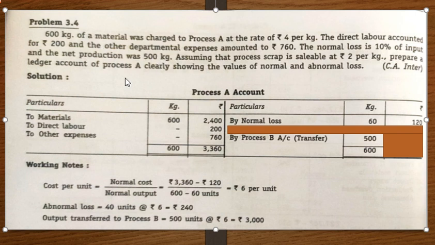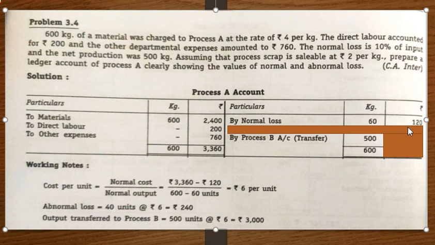So this is process A, and the next process will be process B. We will be transferring process A's balance to process B's account. So by process B account, this is your transfer. How many units is process A giving out? It is 500 kg. So we need to find out the value.